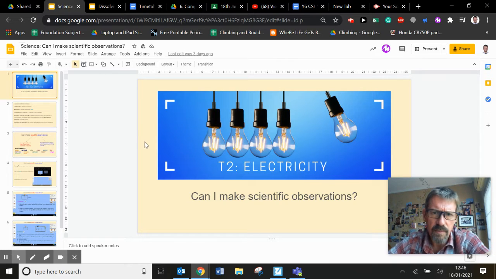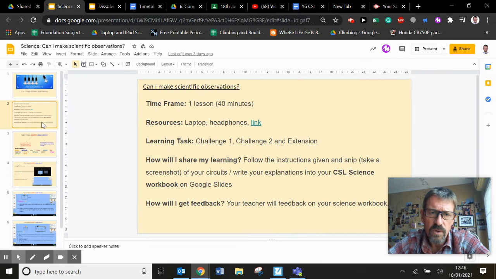So today we're still on electricity and our learning intention today is: can I make scientific observations? This is the outline of the lesson, so it's 40 minutes. The resources here, there is a link there which you can follow, which I will mention later on. There are 2 challenges and an extension for you to complete.